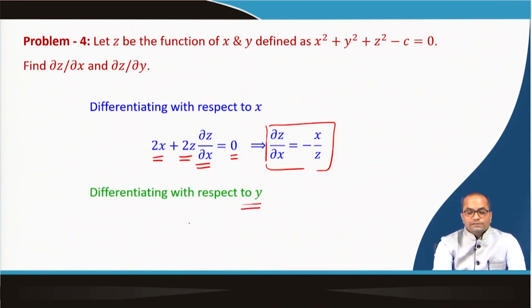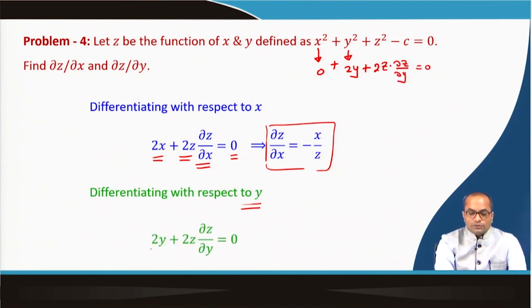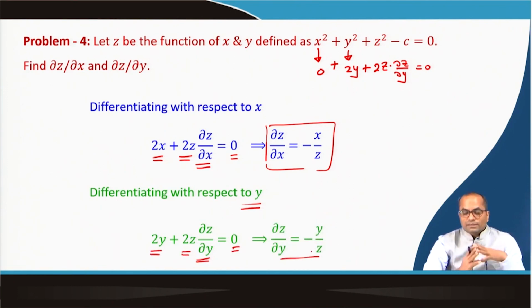Similarly, if we differentiate with respect to y, this time the x term will become 0, here it is 2y because we are differentiating with respect to y, and then here 2z, and again z is a function of x and y. So, the partial derivative of z with respect to y will come, and this is equal to 0. So, 2y plus 2z del z over del y equal to 0. So, from here we can get del z over del y equal to minus y over z.